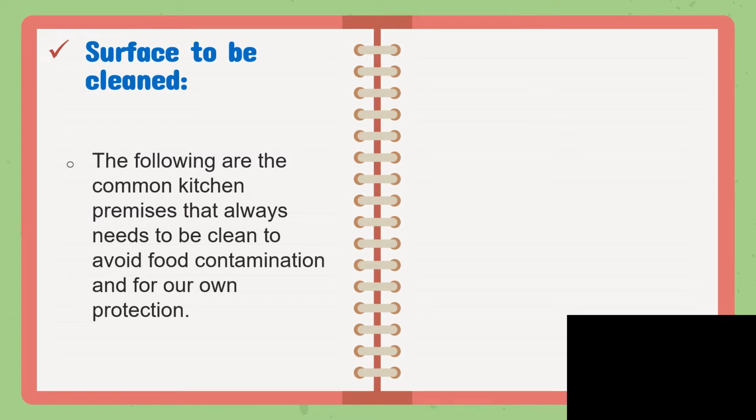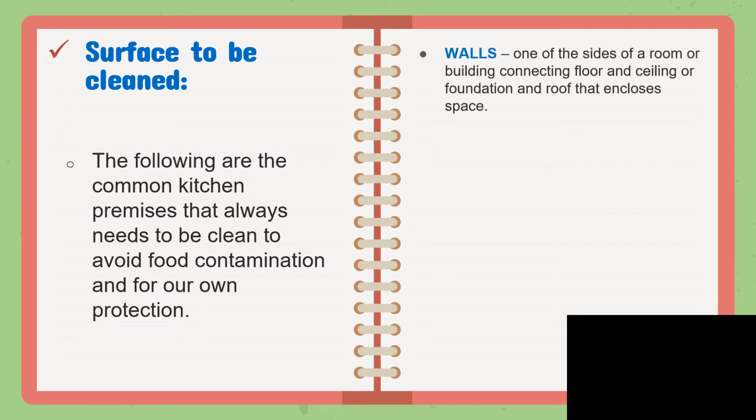So, when we say kitchen premises, ito yung parte ng bawat kusina natin. Like yung lababo, yung tabi ng lababo, yung floor, yung walls. Lahat yan tinatawag natin kitchen premises. Okay, these are the list. Una, walls. One of the sides of a room or building connecting floor and ceiling or foundation of roof that encloses space. So, ito yung mga pader natin.